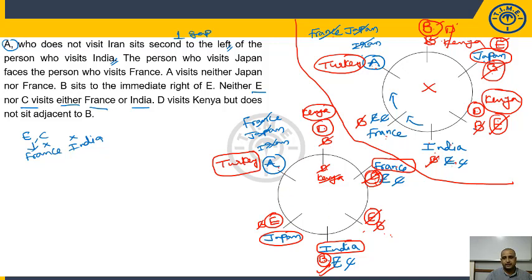Now C cannot be from France, so the remaining C will be here. Who is left? F. For F we don't have any restriction, so F is from France. So Kenya, France, India, Japan, Turkey, remaining is Iran. So C is from Iran, that's it. It comes under the moderate to difficult set for prelims level. Okay, now let's answer the questions.